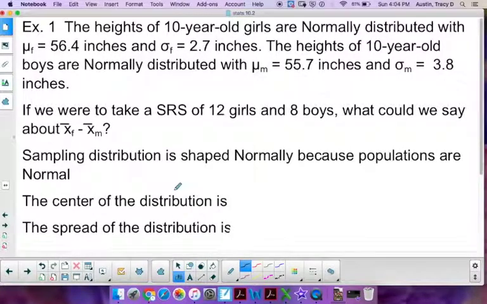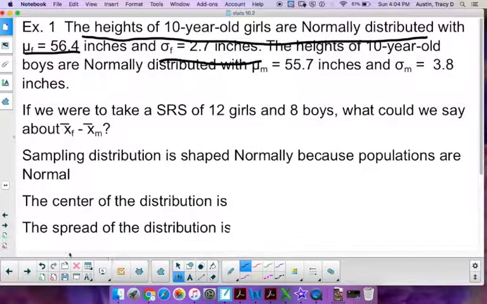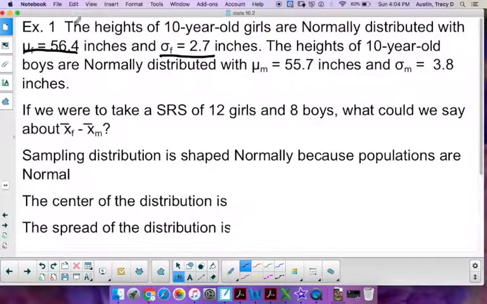Okay, so heights of 10-year-old girls are normally distributed. There's your first mean and your first standard deviation. That's messy. Okay, so first mean, first standard deviation. So we're going to call that x bar 1 and sigma 1, or s of x1. All right, 10-year-old boys normally distributed, mean, standard deviation.